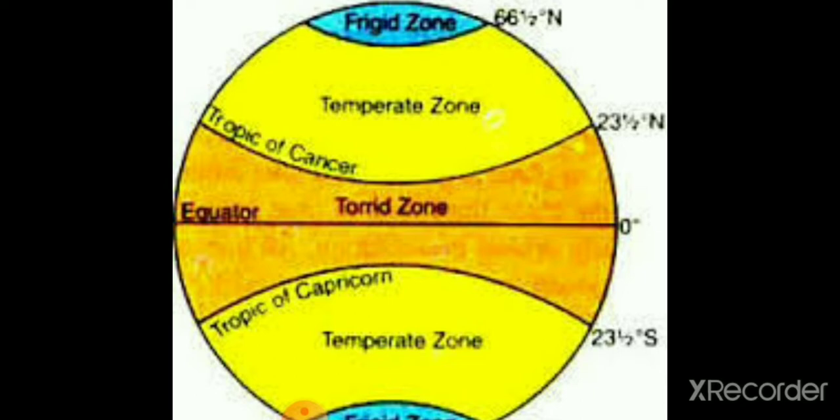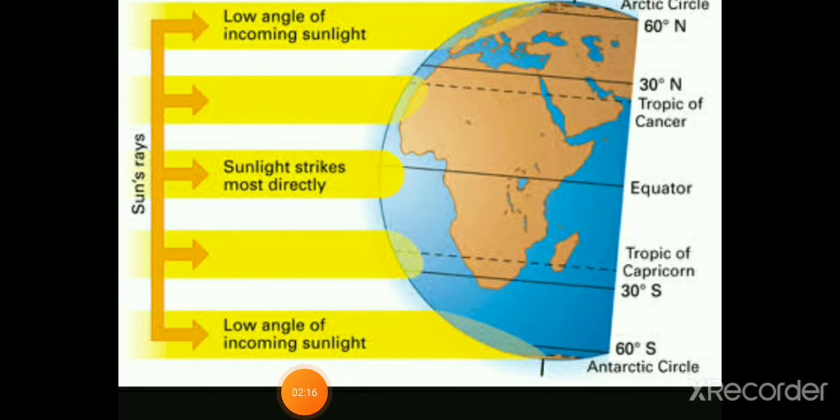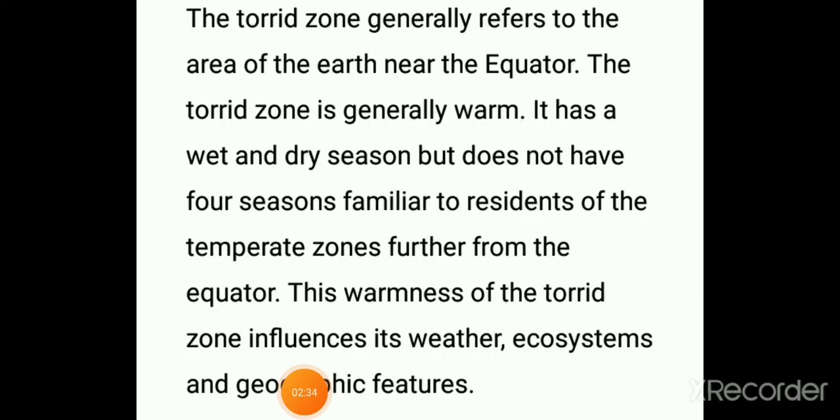As you remember the figure 5.2 given on page number 24 of your textbook, which type of sun rays has been falling there? A, the A which has been labeled in your textbook. See, the sunlight strikes most directly on the equator, which means on the equator side, which zone is there? Torrid zone. Because of that, there would be more heat over there, and that area is known as the torrid zone.